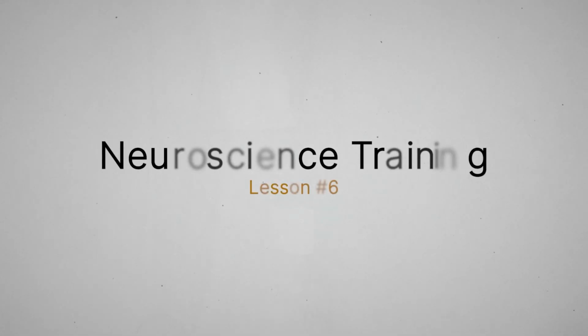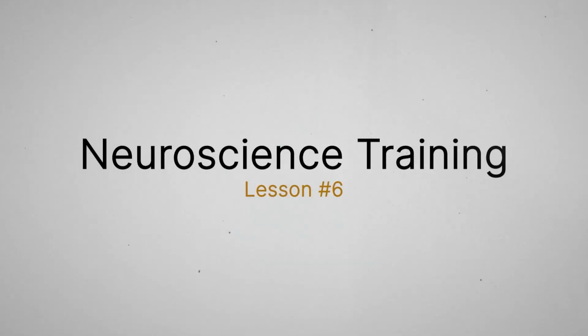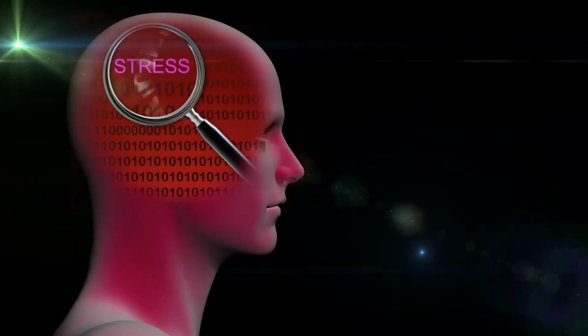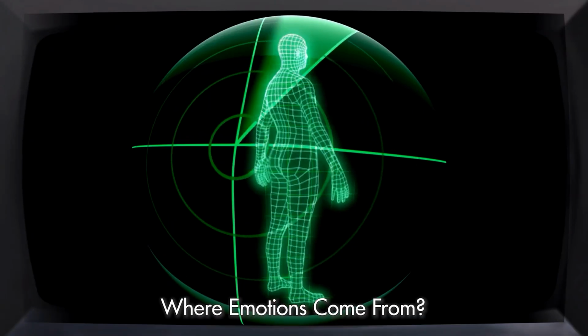Welcome to this course dedicated to the expression and perception of emotions. Emotions are part of communication, and they are linked to human physiology and behavior. They express themselves in as many ways as there are individuals. Emotions are important because they are essential for socialization and survival, for example, when fear triggers stress in the face of danger. Let's start with where emotions come from.